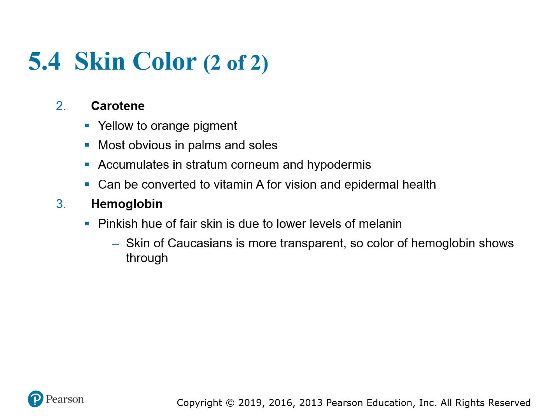Another contributing factor is actually the hemoglobin itself in your blood. Hemoglobin is a very red pigment that gives a pinkish hue, especially to fair-skinned people, due to the lower levels of melanin. The skin of Caucasians is more transparent, remember, higher latitudes, so the color of the hemoglobin shows through, thus that pink hue of fair skin.